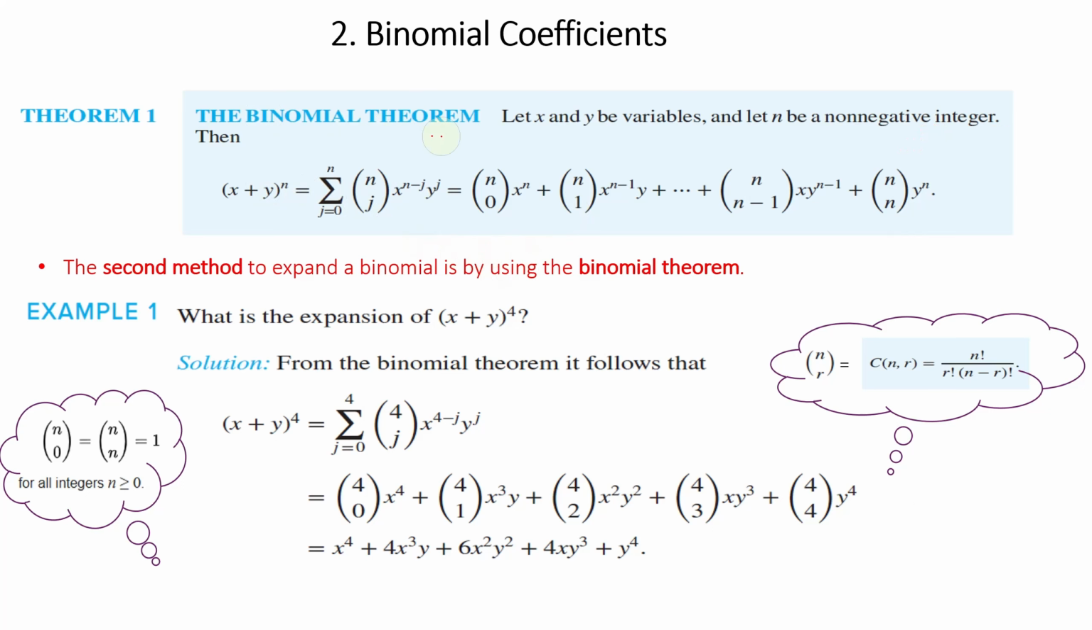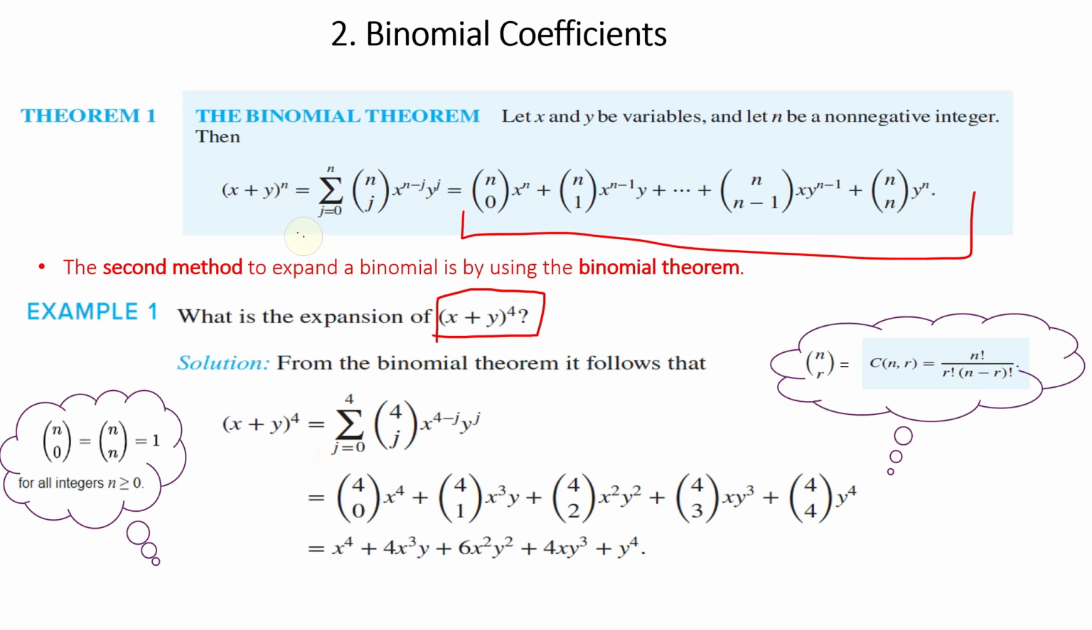So this is the binomial theorem. You have to memorize this. And then from this, let's have a look at how we can make use of it. For example, I'm asking you, what is the expansion of x plus y to the power of 4? Well, you don't have to do x plus y times x plus y manually, one by one. All you have to do is make use of this formula, and then you can get it.